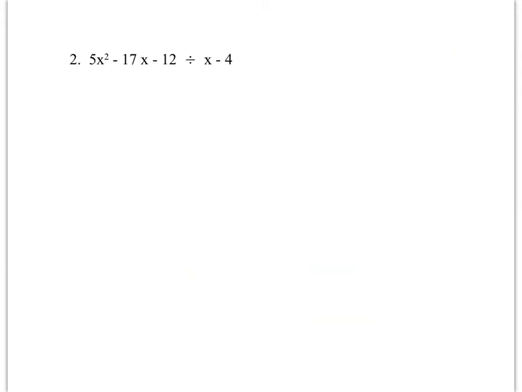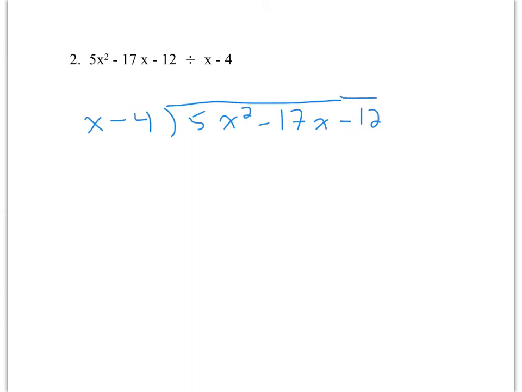You guys try this one right now. We're going to divide 5x squared minus 17x minus 12 by the divisor x minus 4. So you're going to build your house. Outside the house is going to be x minus 4. That's my divisor. Inside is going to be 5x squared minus 17x minus 12. Go ahead and divide that out using polynomial long division, and I shall be right back.